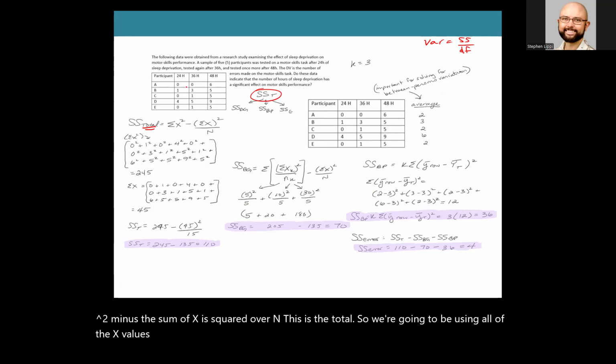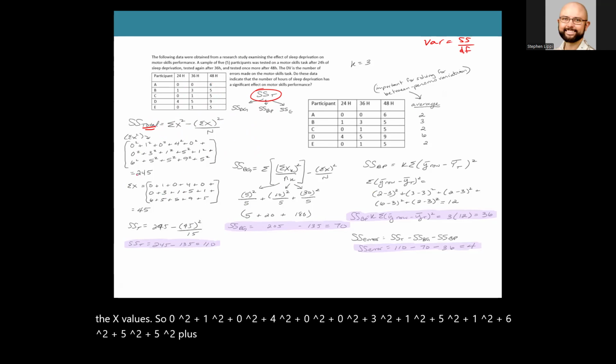So 0 squared plus 1 squared plus 0 squared plus 4 squared plus 0 squared plus 0 squared plus 3 squared plus 1 squared plus 5 squared plus 1 squared plus 6 squared plus 5 squared plus 5 squared plus 9 squared plus 5 squared. This gives us a sum of x squareds of 245.